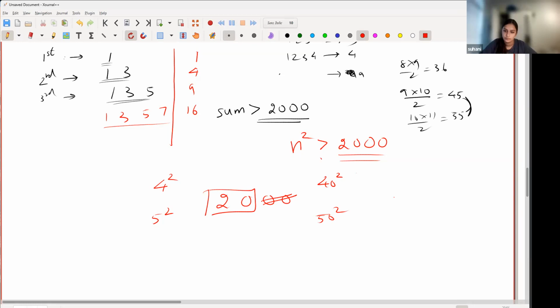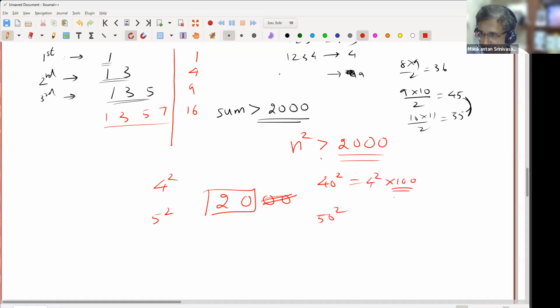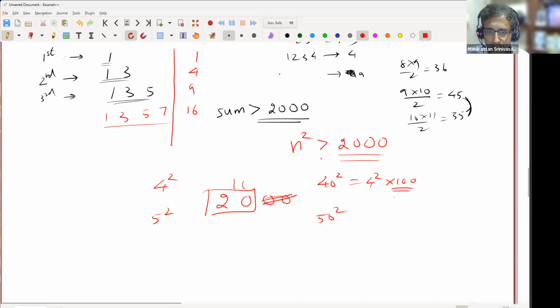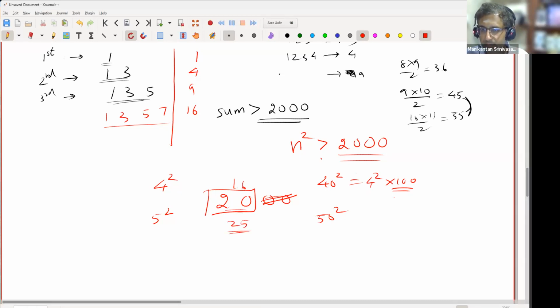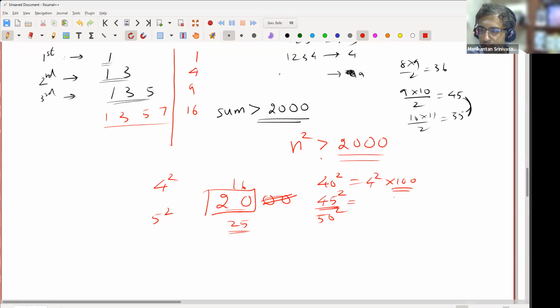Yeah. Because 40 square would be 4 square times 100, which is why I eliminated 2 zeros in the first place. So I know the number is between 40 and 50, and 2000 is almost roughly halfway between these two. So I can start with 45 square as an initial guess, right? And any number ending in 5, do all of you know the rule? How to square a number ending in 5?